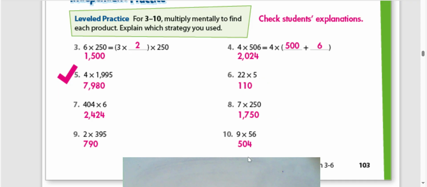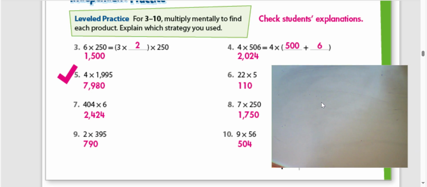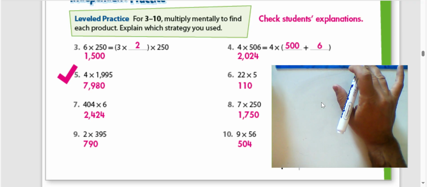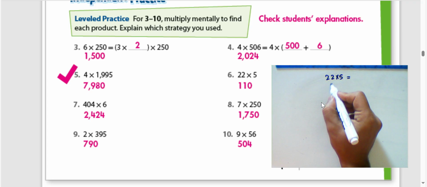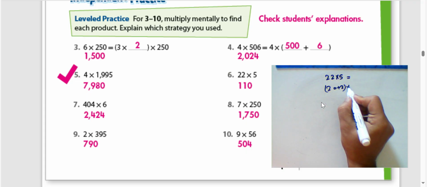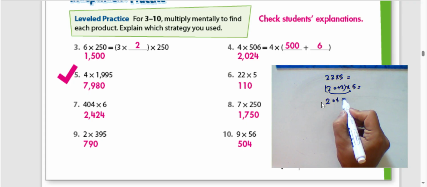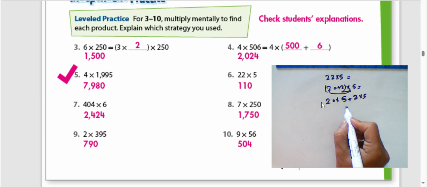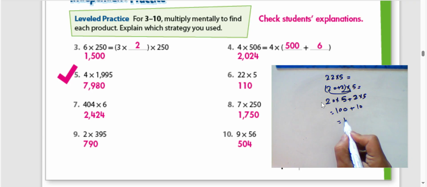22 times 5. Okay, I will explain the steps here to find the result. We can write 22 equals 20 plus 2, times 5. Then 20 times 5 plus 2 times 5. 20 times 5, write 0, and 2 times 5 equals 10. Then the result will be 110.